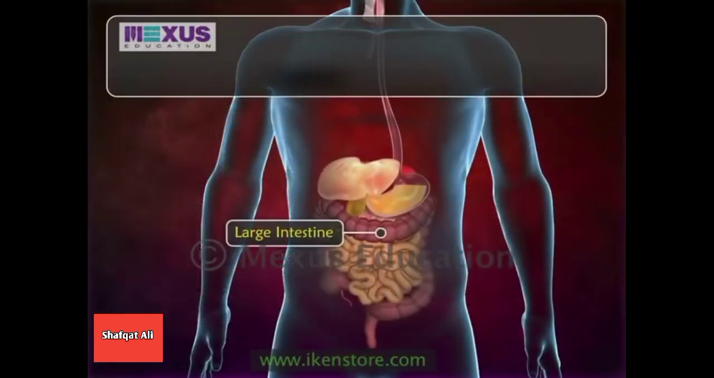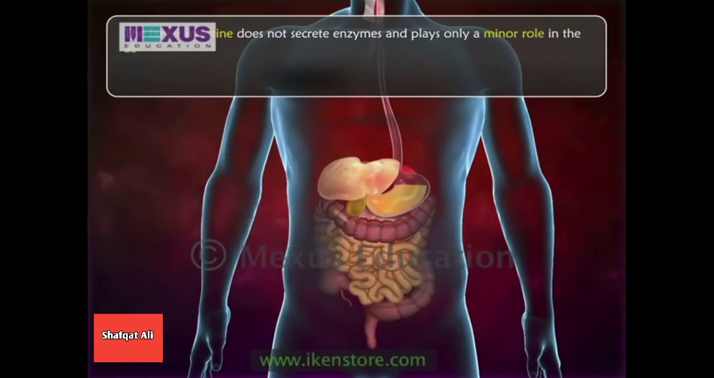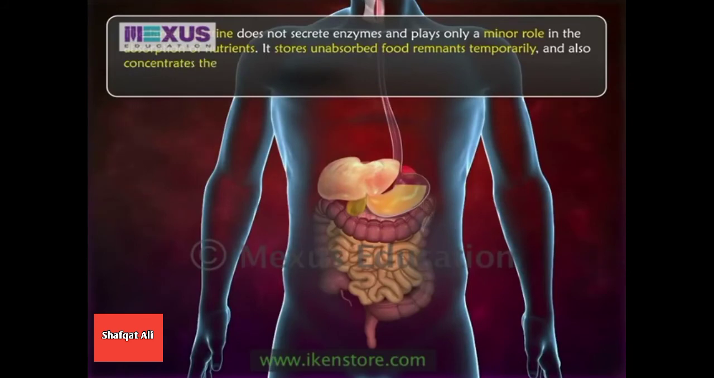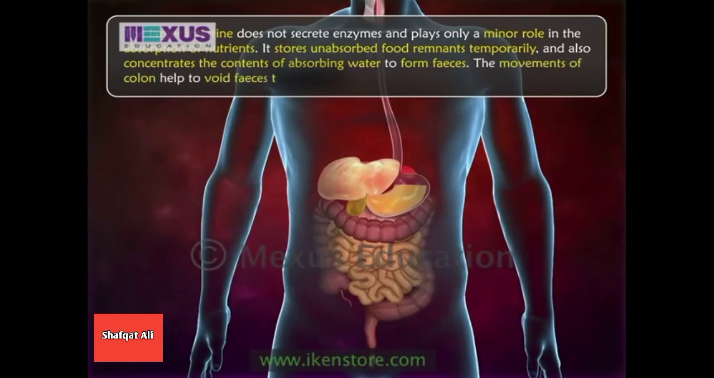The large intestine does not secrete enzymes and plays only a minor role in the absorption of nutrients. It stores unabsorbed food remnants temporarily and also concentrates the contents by absorbing water to form feces. The movements of the colon help to void feces through the anus.